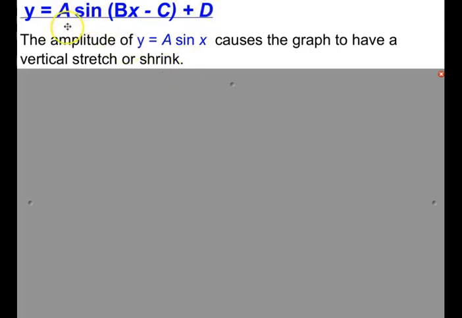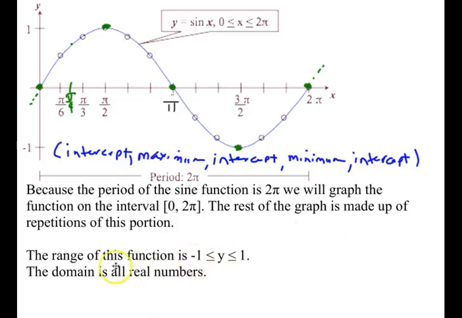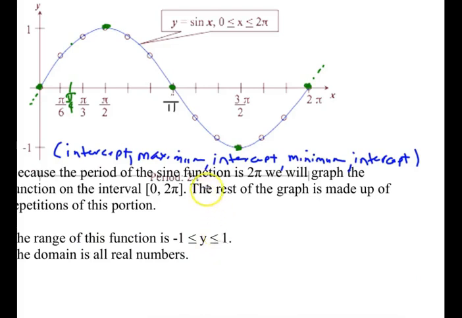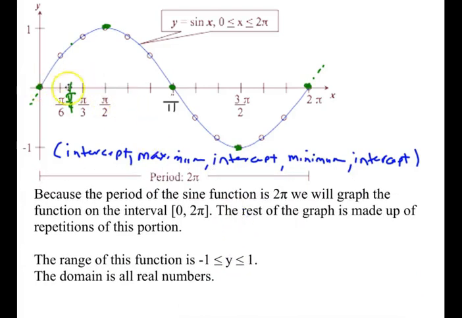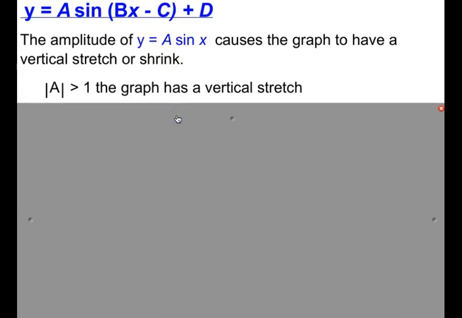So the first thing we're going to talk about is multiplying something outside the function. If I multiply something outside the function, it changes the amplitude. So let's go back to the sine graph. When we said here that the range of the function was from -1 to 1, you'll notice that from equilibrium, which is this axis of oscillation here, the highest value I go up is 1, and the lowest value I go down is 1. That's actually called the amplitude. So the amplitude of the parent function is 1. If I multiply something outside the function, I'm going to change that. If the absolute value of A is greater than 1, then I'm going to have a vertical stretch.